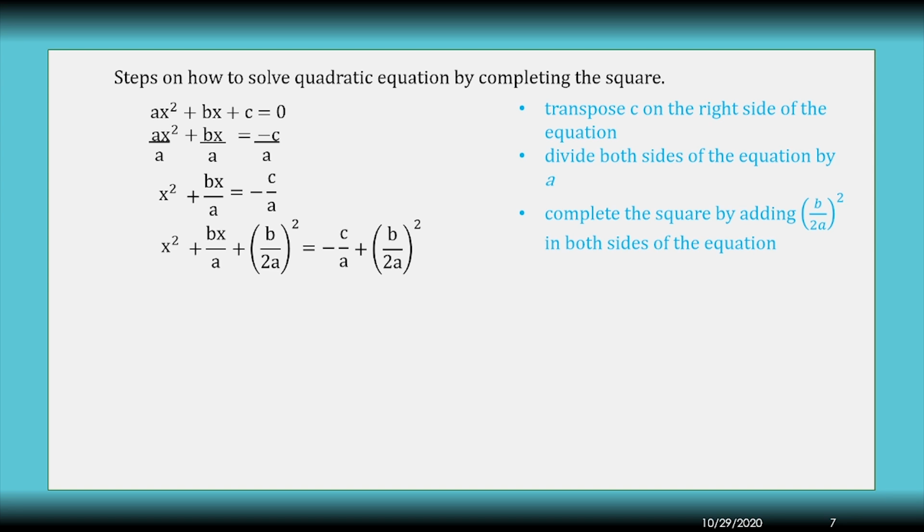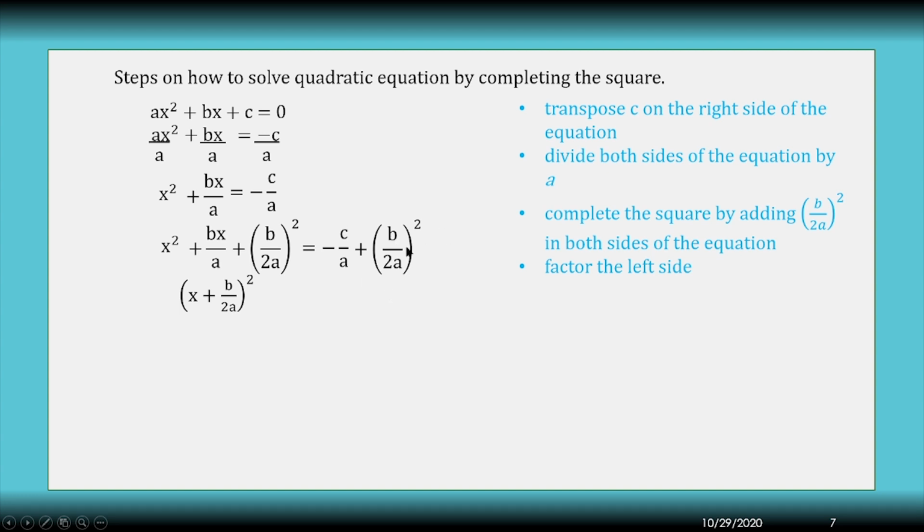And what will be the next step? Factor the left side. Nag-complete na tayo ng square, so ibig sabihin yung ating left side is a perfect square trinomial. How are we going to factor a perfect square trinomial? Hanapin natin ang square root ng first term and the last term. Then, copy the sign of the middle term. So, it will become the quantity of x plus b over 2a, quantity raised to the power of 2.